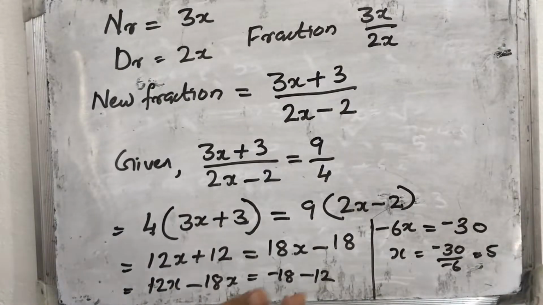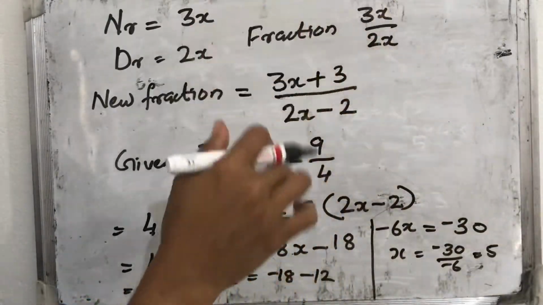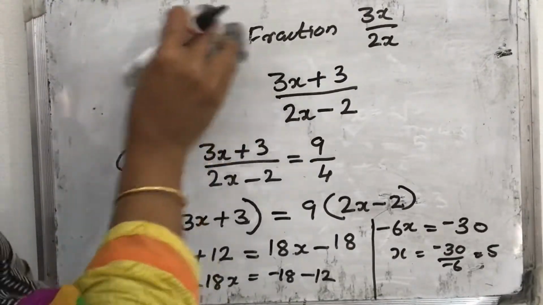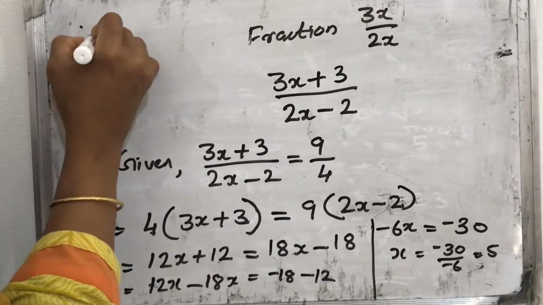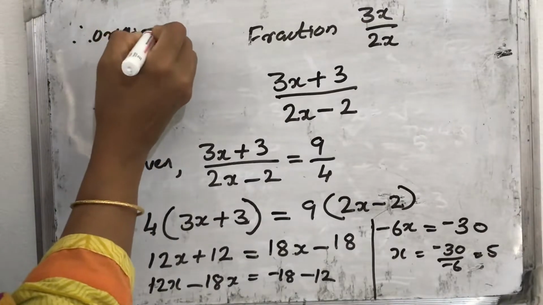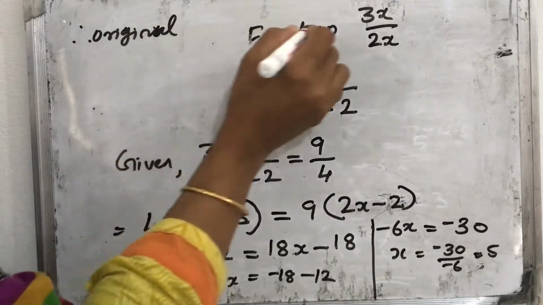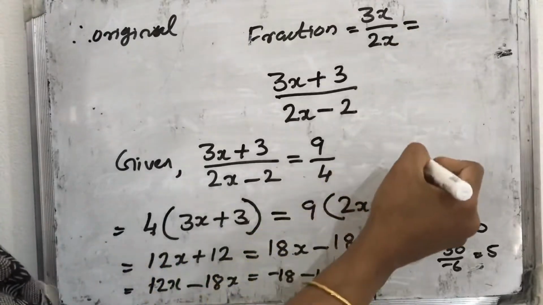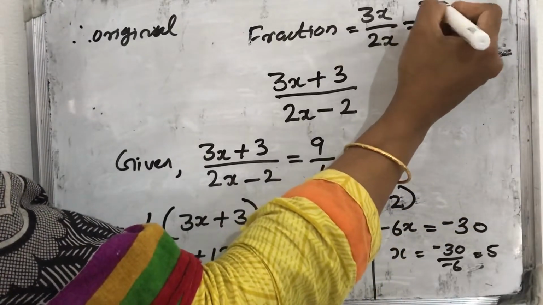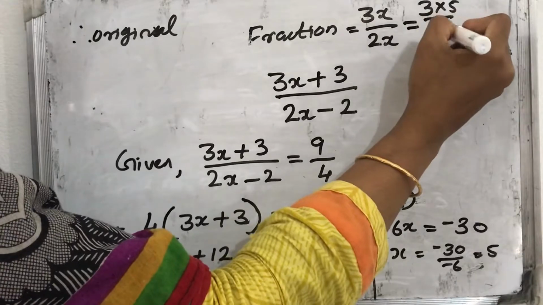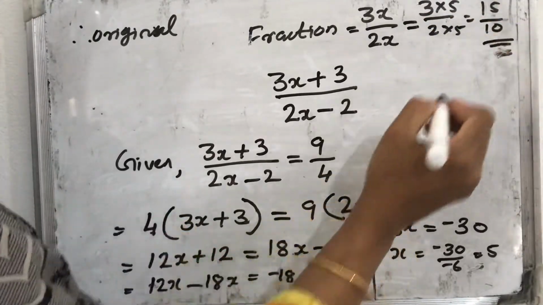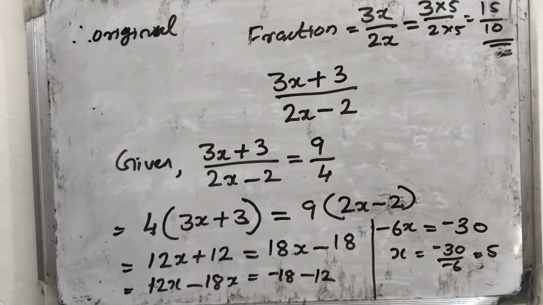Then substitute the value of x here. Therefore the original fraction is equal to 3x by 2x. Instead of x, we are substituting the value of x, 5. 3 into 5 by 2 into 5, that is 15 by 10. So this is the original fraction. Okay, clear? Just like that, next question.